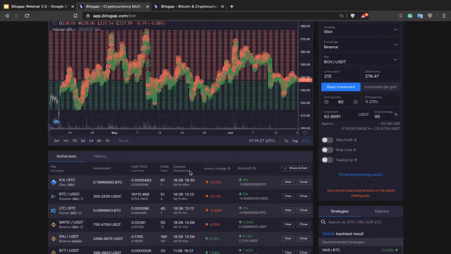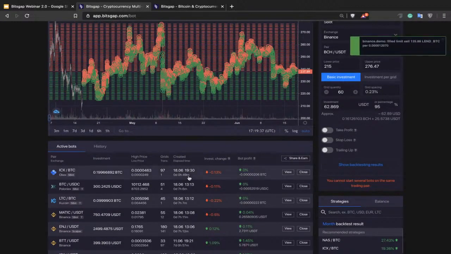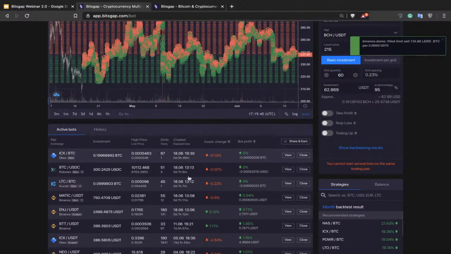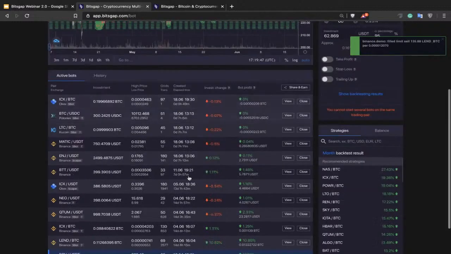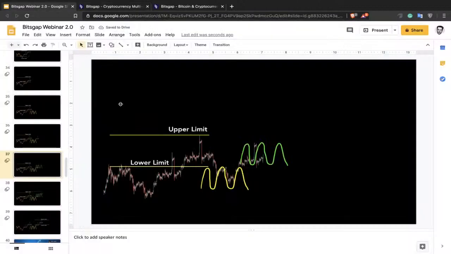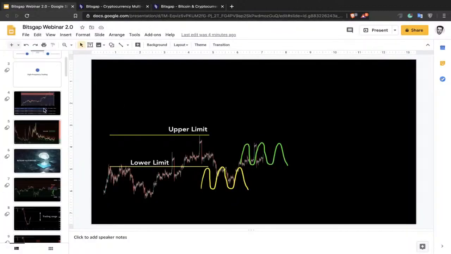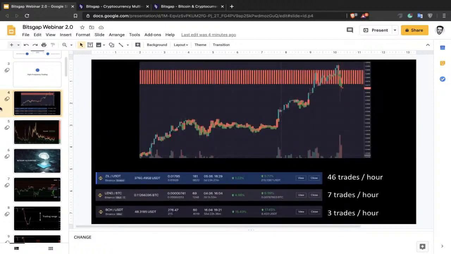But sometimes I can also be wrong, and in this case, when the market is falling and I was wrong about the prediction, in any case the bot will offset the negative value change with the bot profit. So these are my real trades, all right?